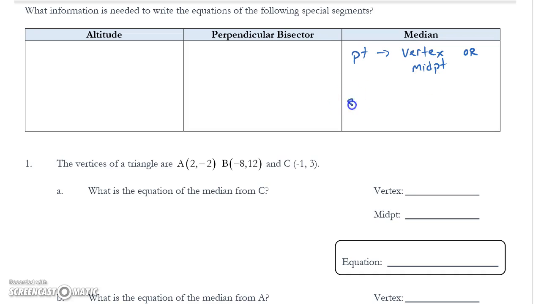The second thing I need is a slope. If I have a slope, I can go ahead and write my equation in point-slope form. Remember, point-slope form is y minus y1 equals m times x minus x1. Okay, so the slope I'm going to use here is, I already have one point, it's the vertex. The other point I need is the midpoint. So I'm going to calculate the slope between my vertex and midpoint.